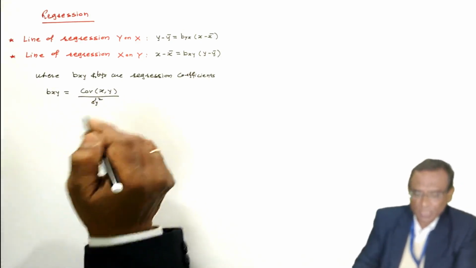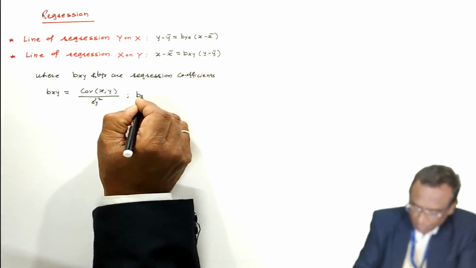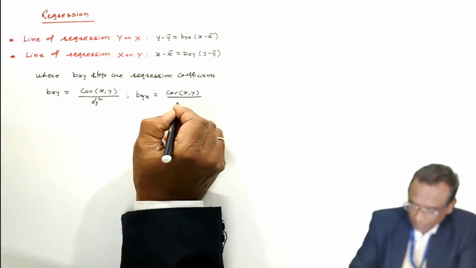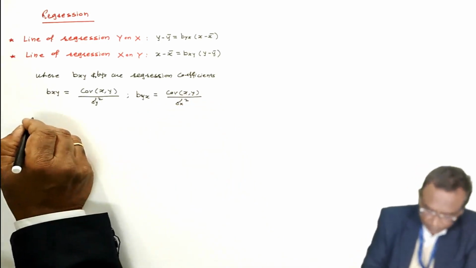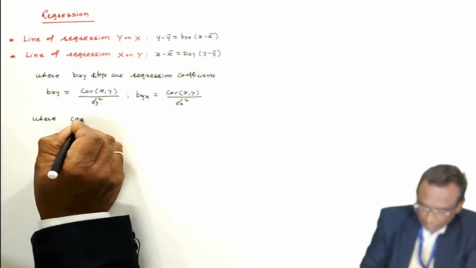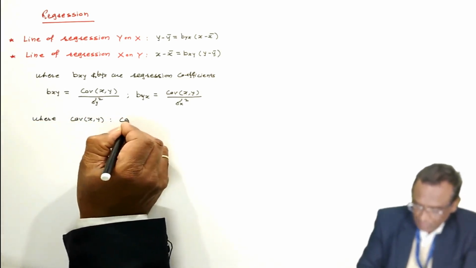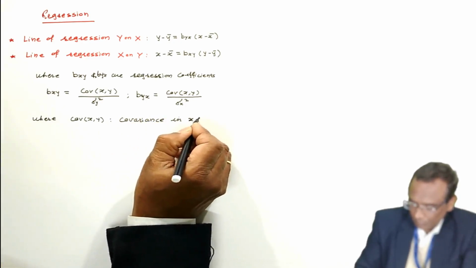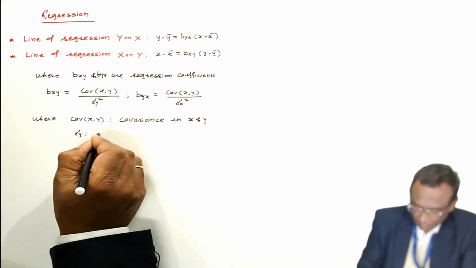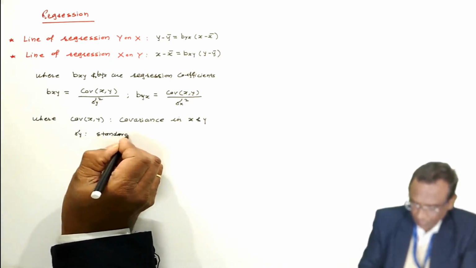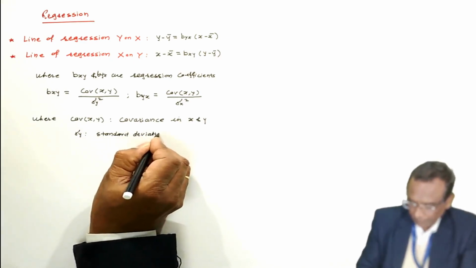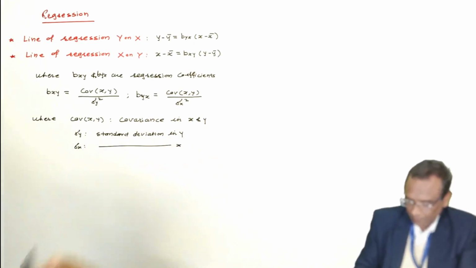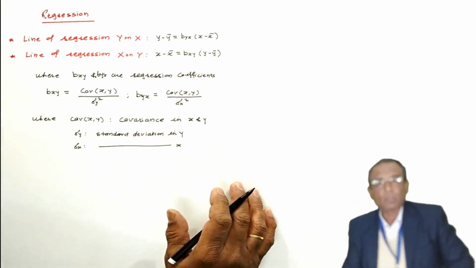I tell you what is sigma y. Sigma y is the standard deviation in y, and byx is covariance in xy divided by sigma x square, where COV xy is the covariance in xy, sigma y is the standard deviation in y, and sigma x is standard deviation in x. Okay, only these things you have to remember for the lines of regression.